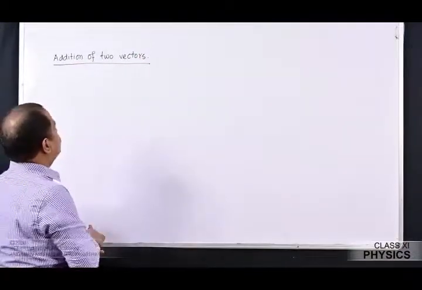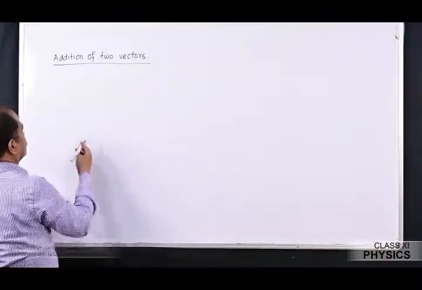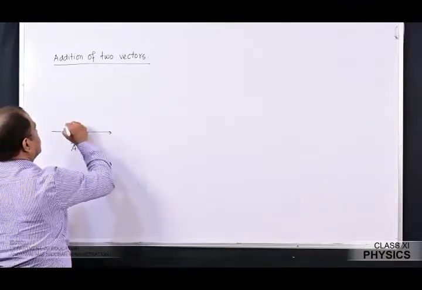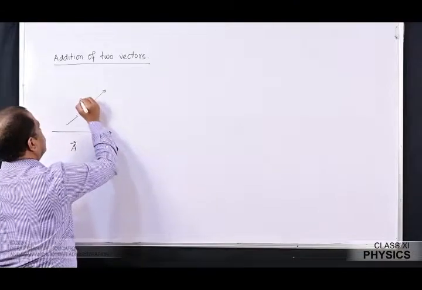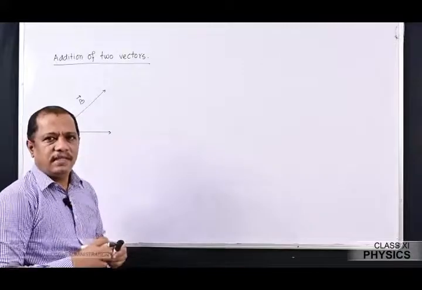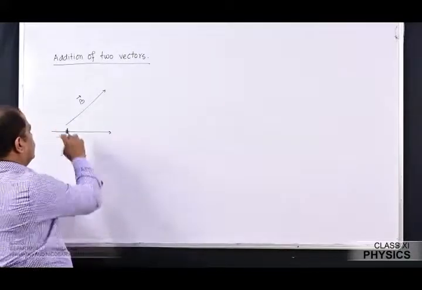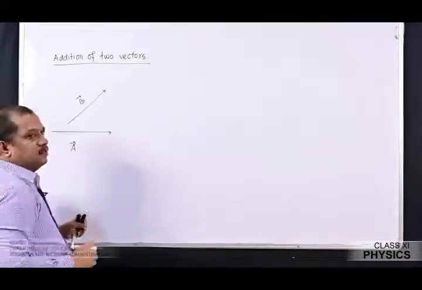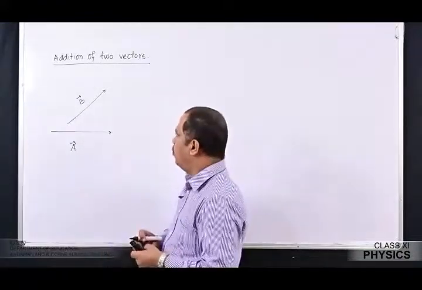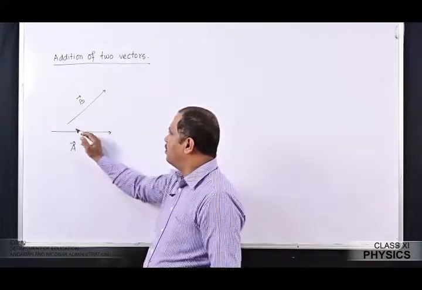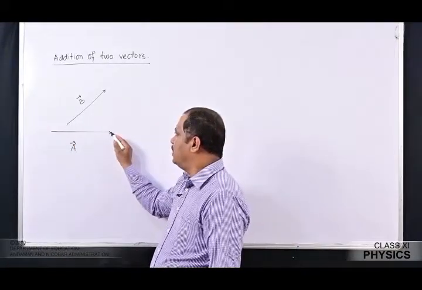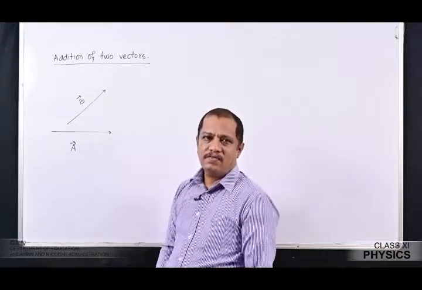Let me say I have two vectors like this. Say this is one vector, this is A. Another vector is, say, vector B. And let us assume that the nature of the two vectors is the same. Now, to add these two vectors, the first rule is that we must make the tail of one vector coincide with the tip of the other vector. This is the first rule.